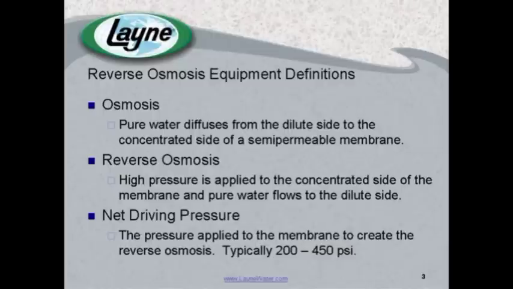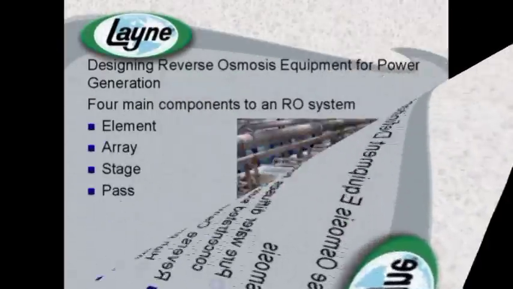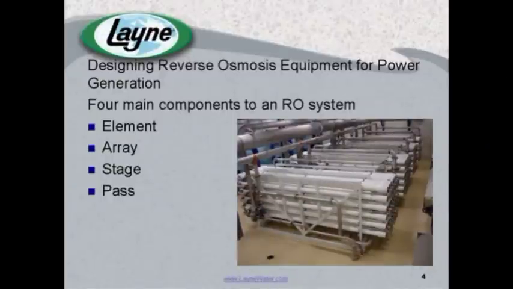To do this, you need a high pressure system. Typically, in a reverse osmosis system for the power generation industry, you're going to be talking about somewhere between 200 and 450 psi to get that job done and to get enough volume to really make it worth your while. So there are four key considerations, four components to an RO system. Those are the element, the array, the stage, and the pass. Let's take a look at each one of these in more detail.